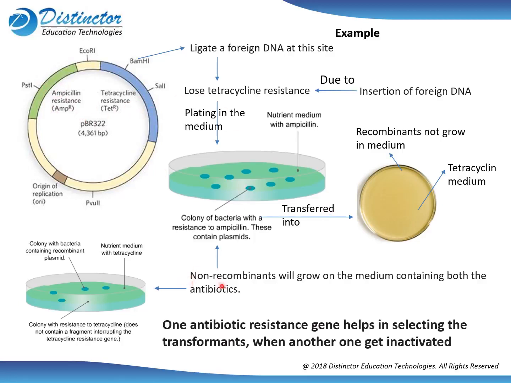One antibiotic resistance gene helps in selecting the transformants when the other one is inactivated. When we introduce the foreign DNA here, it becomes inactivated. So with the help of ampicillin, we can find out the recombinant or transformants. That is why it is stated that one antibiotic resistance gene helps in selecting the transformants when another one is inactivated.